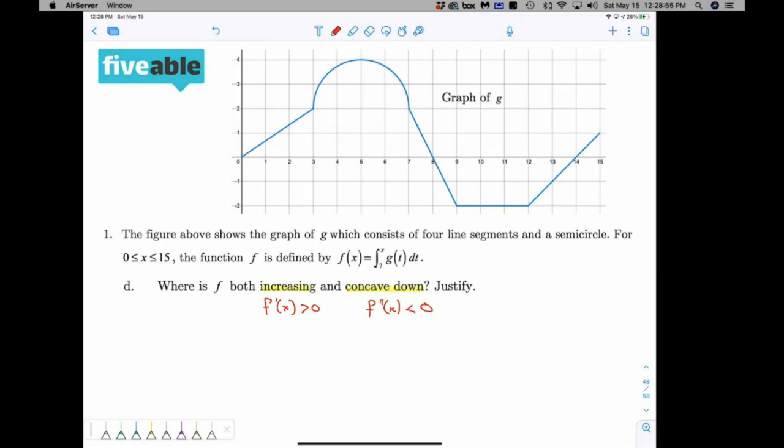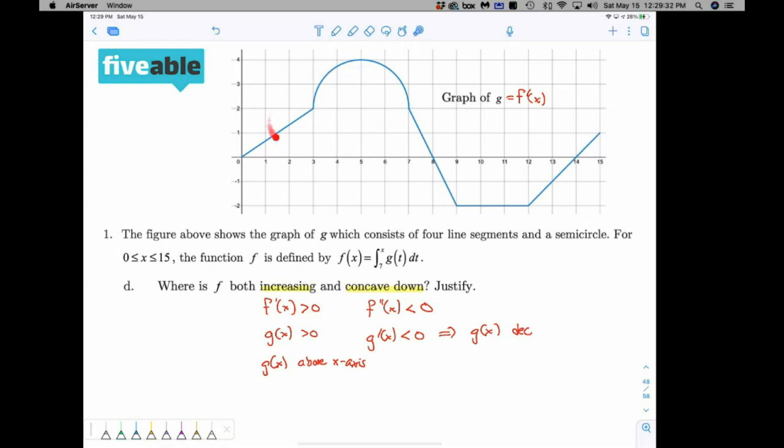But remember, we're talking about g, which is the same as f prime. Notice I'm writing that in every single part of this. So really what we're doing is we're saying, where is g of x greater than 0? Okay, and where is g prime of x less than 0, which means g of x decreasing. So we're looking for any places where g of x is greater than 0. In this case, that means g of x is above the x-axis. So we're looking for where we're above the x-axis and decreasing.